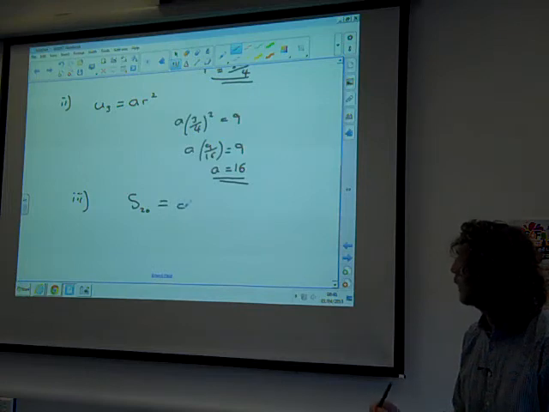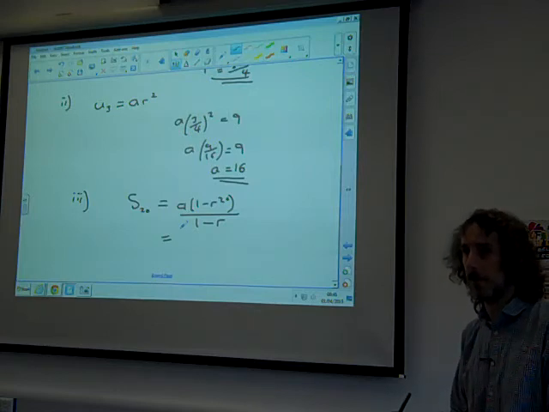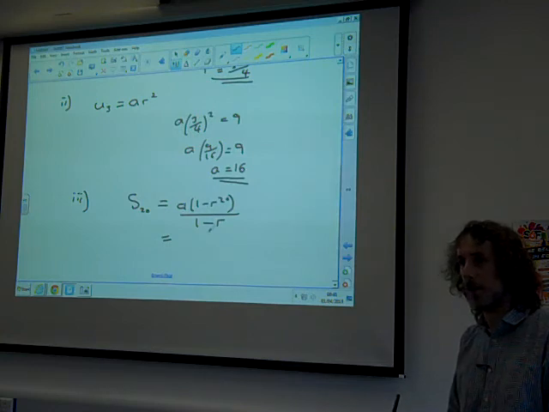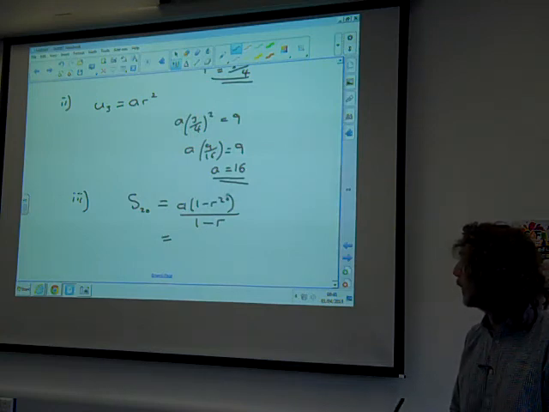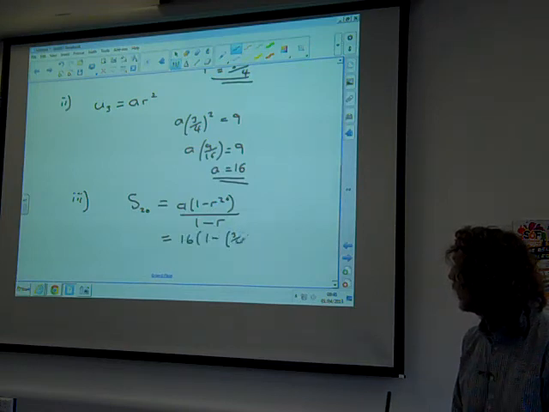Is a times 1 minus r to the n over 1 minus r. Notice a few people occasionally make the mistake of not doing r to the n now and doing r to the n minus 1 like in the nth term formula. But notice the difference with that. So we've got to do 16 times 1 minus 3/4 to the 20 divided by 1 minus 3/4.